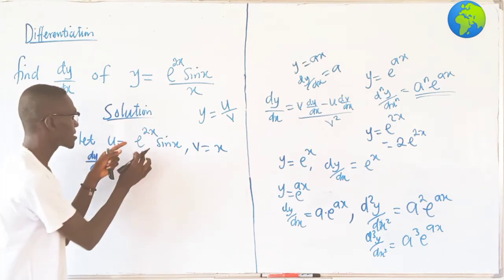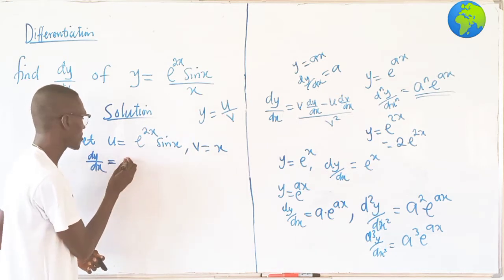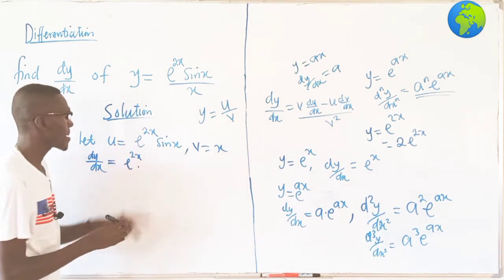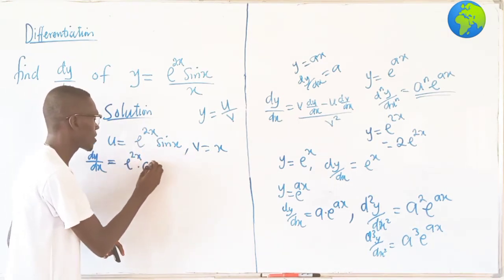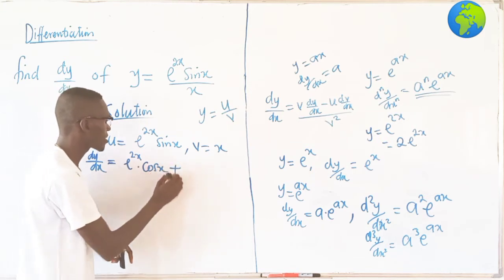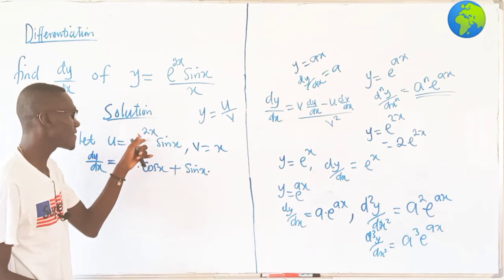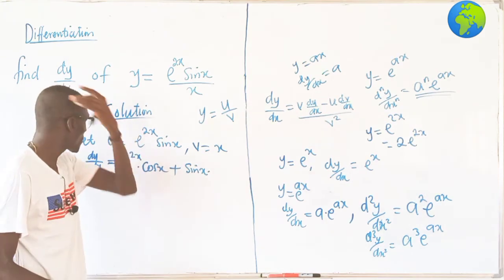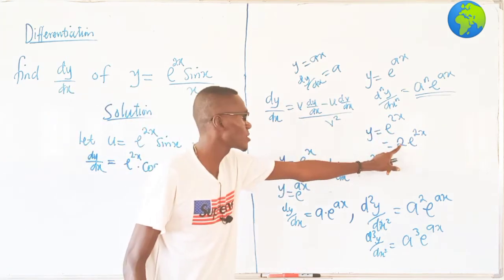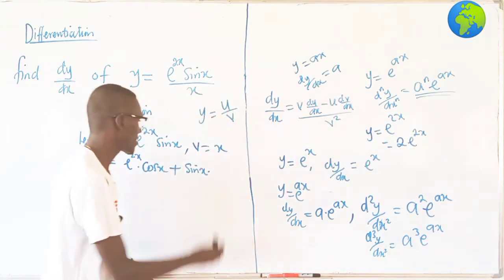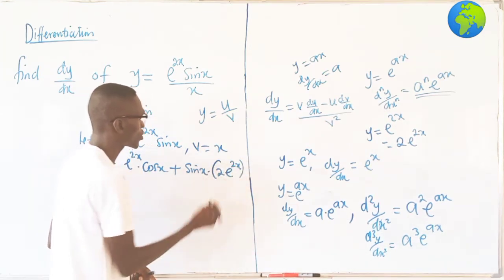The shortcut I'm talking about is, I'll keep the first function because it's a product rule, right? Keep the first function, which is exponential 2x, multiply by the derivative of the second function, which is sine x. If you differentiate sine x, you're going to have cos x, right? Then plus, keep the second function, sine x, multiply by the derivative of the first function. So the derivative of exponential 2x, I think I've done it already. The derivative is going to be 2 exponential 2x. So this is going to be multiplying itself by exponential 2x, right?